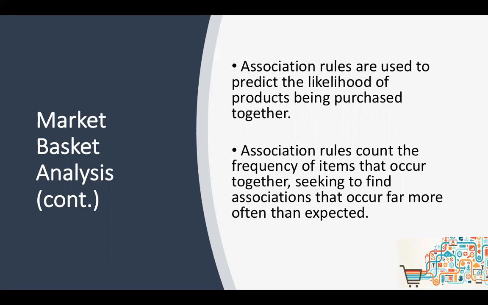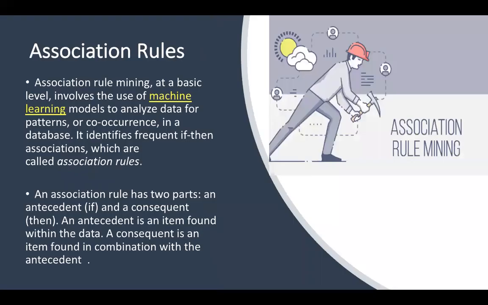What are association rules? Association rules are used to predict the likelihood of products being purchased together. It counts the frequency of items that occur together, seeking to find associations that occur together more than expected. It involves the use of machine learning models, and it identifies frequent if-then associations. What do we mean by if and then?